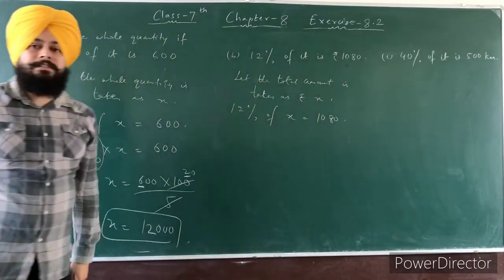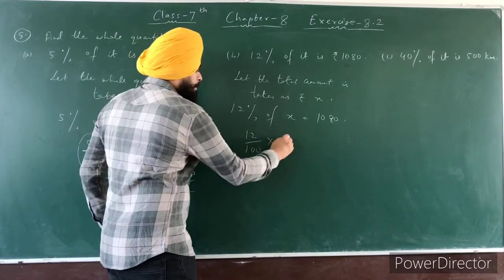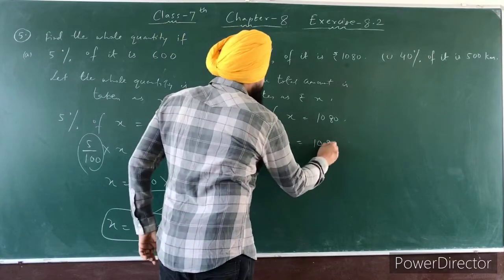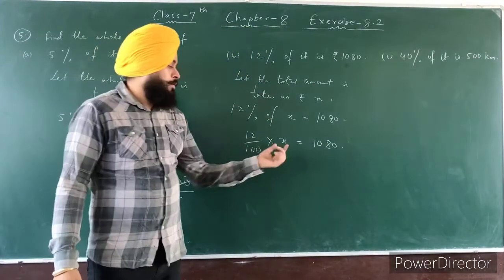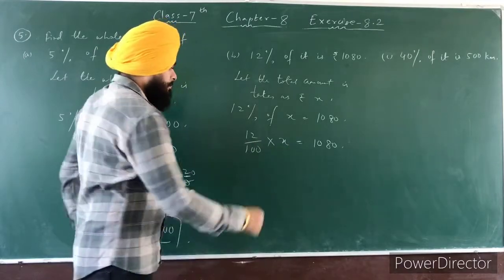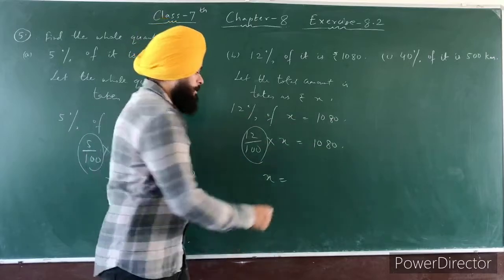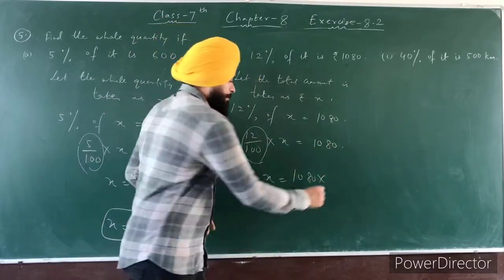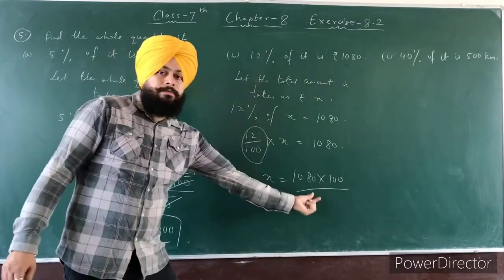Now the 12% is written as 12 over 100 of means multiplied with X variable is equal to 1080. Now we have to find the total amount here. So total amount is here what? X. Now we have to take this 12 over 100 on the other side. So what? 100 is multiplied with this 1080 and this 12 is divided over there.